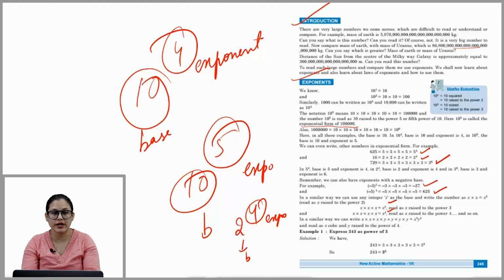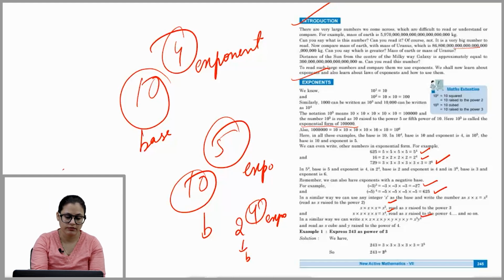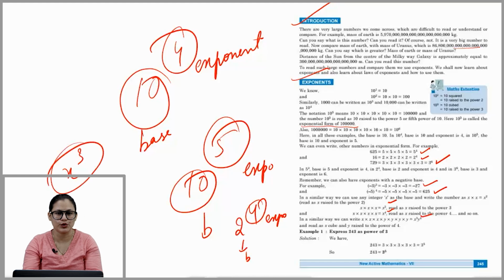In a similar way, we can write like this, x raised to the power 3 and y raised to the power 4. Okay, and read as x cube and y raised to the power of 4. Okay, if you can read it x cube also. Okay, example 1, you have to express 243 as a power of 3. So 243 is equal to 3 into 3 into 3 into 3 into 3, that is 3 raised to the power 5.